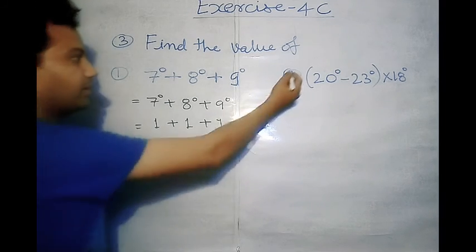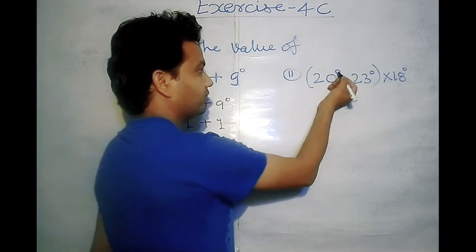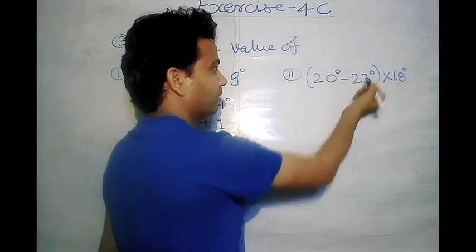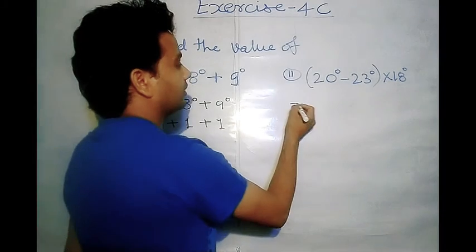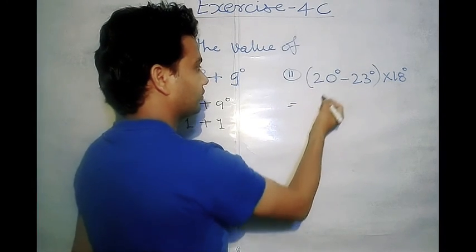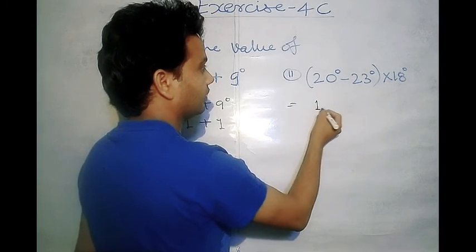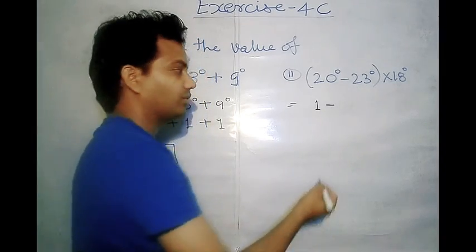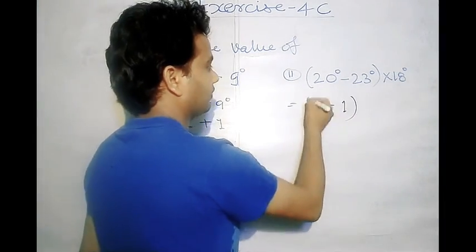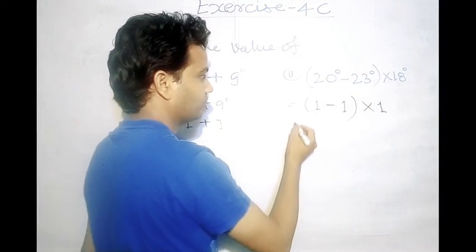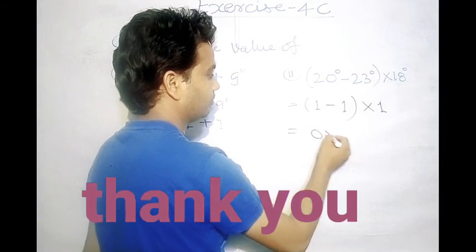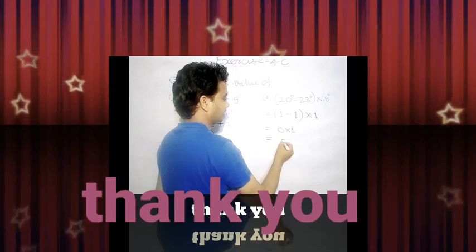Now the second part is 20 raised to the power 0 minus 23 raised to the power 0, multiplied by 18 raised to the power 0. This also we have to do: 20 raised to the power 0 equals 1, minus 23 raised to the power 0 equals 1. First we have to solve the bracket and then multiply by 1. 1 minus 1 equals 0. 0 multiplied by 1, so the answer is 0.